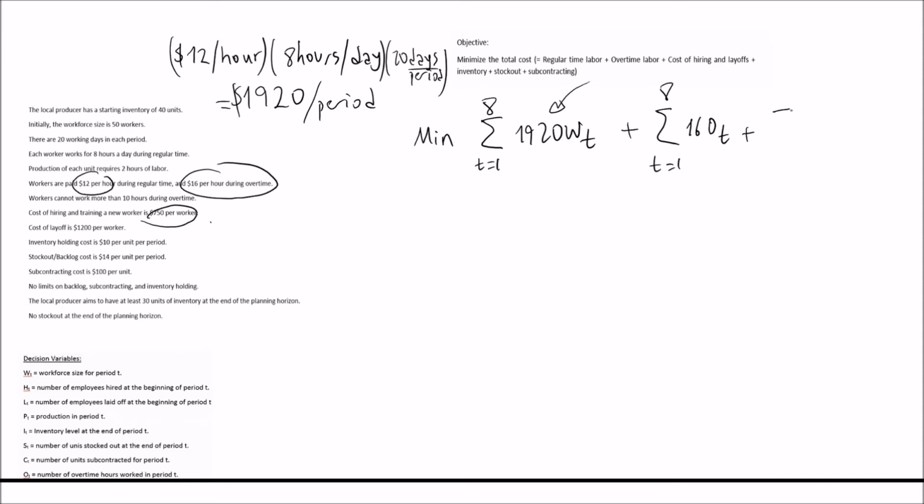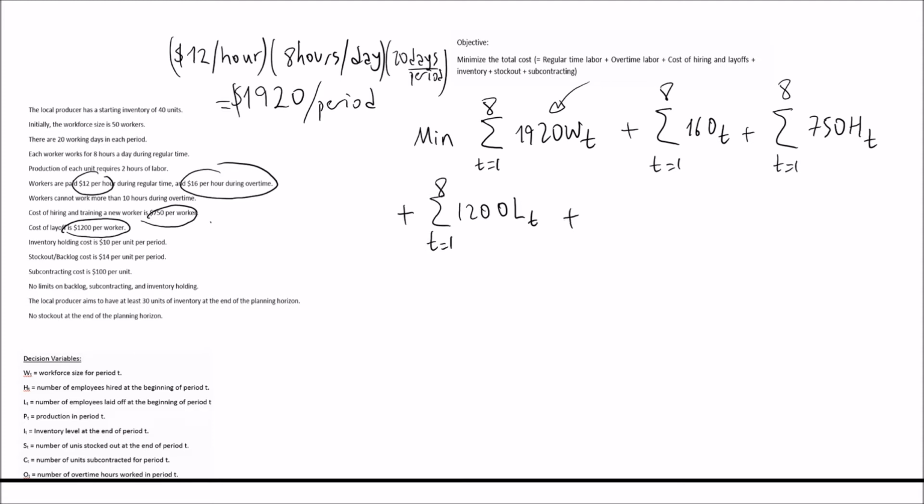Therefore, we are going to sum 750 HT. HT represents how many workers we hire and train, plus how many workers that are laid off. For each worker that is laid off, we have to pay $1,200. Therefore, LT, T is over 1 to 8.